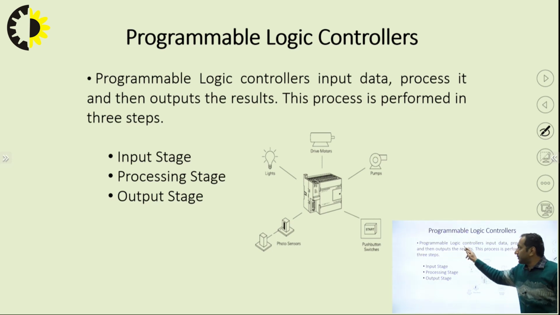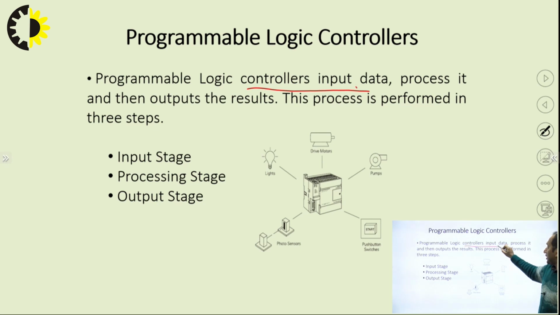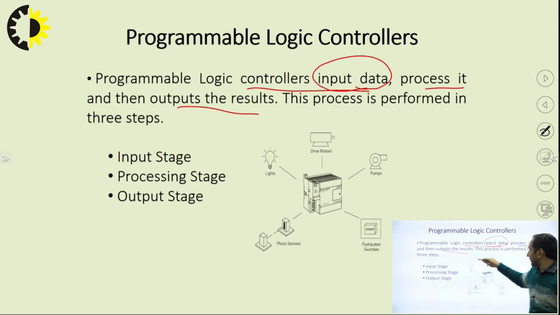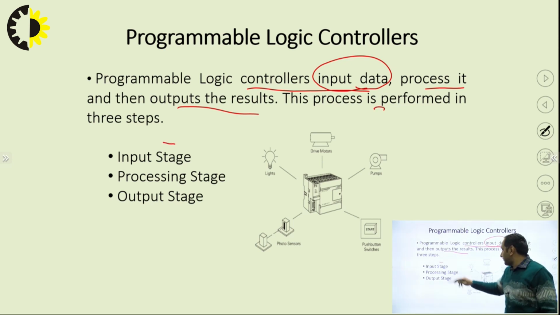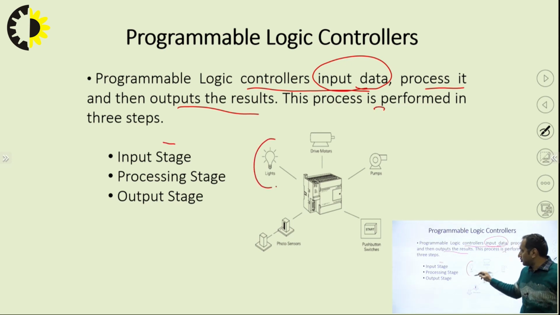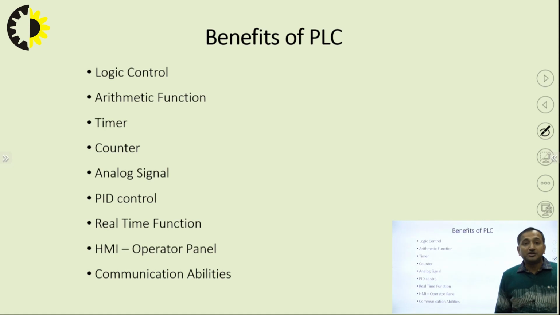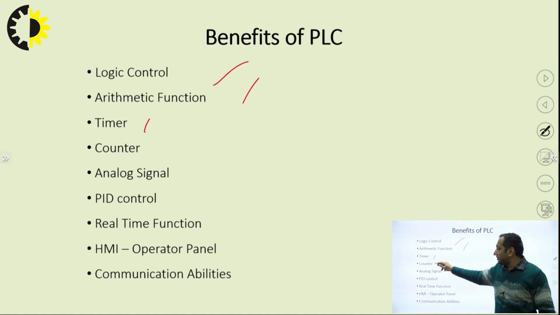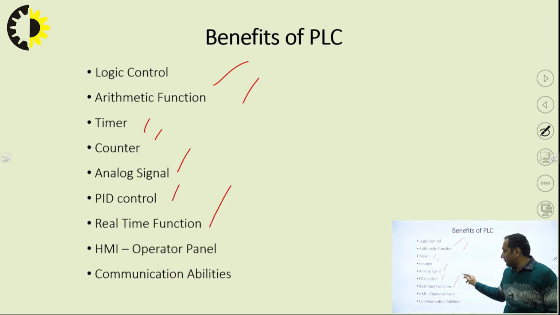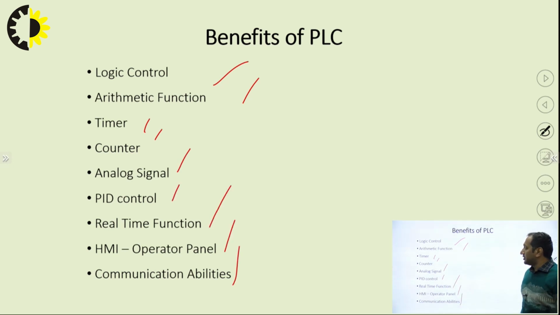What a PLC does is see the input data, process it, and then output the results. The process is performed in 3 stages. PLC outputs can be used for switching on lights and driving motors, pumps and push button switches, and it gathers information from sensors. Benefits of PLCs are logic control, arithmetic functions, timers, counters, analog signals, PID control, real-time functions, HMI operation, and communication abilities.